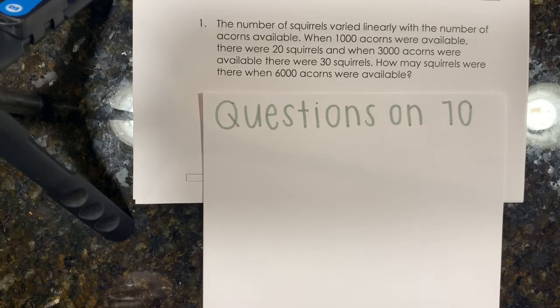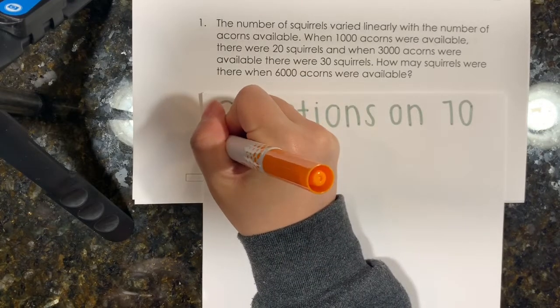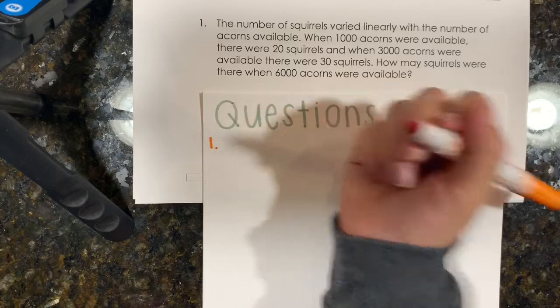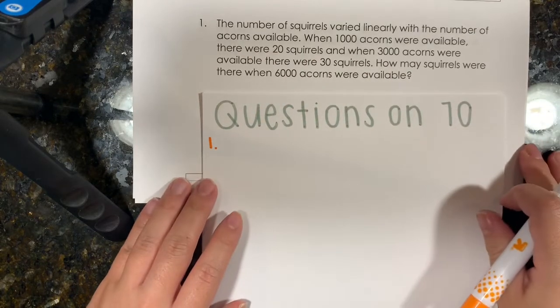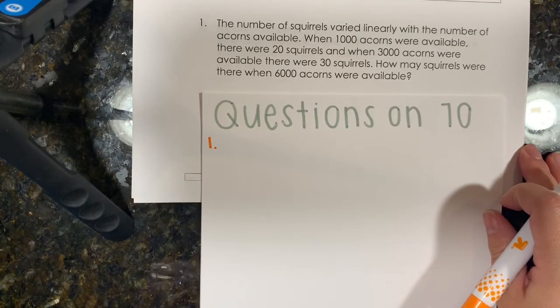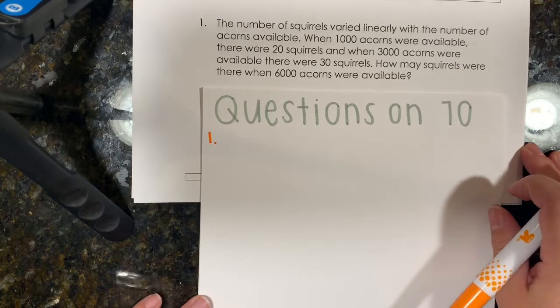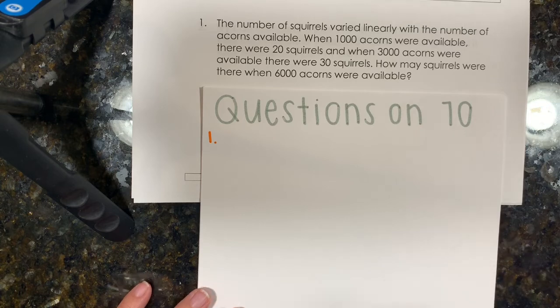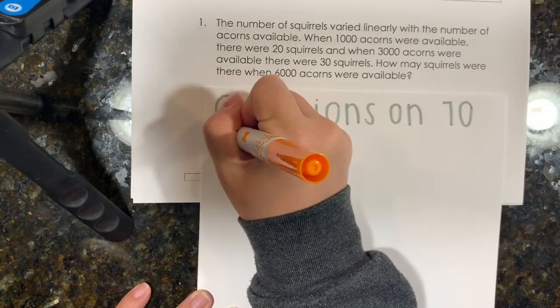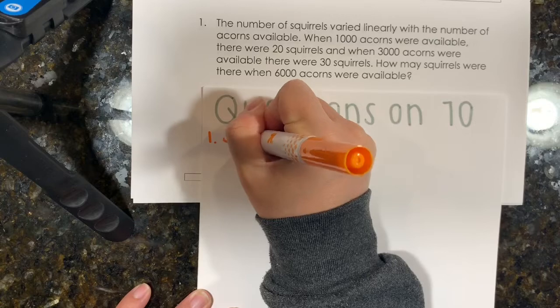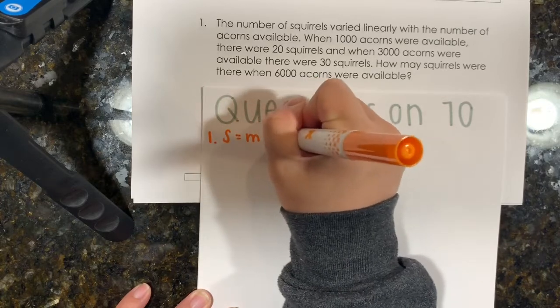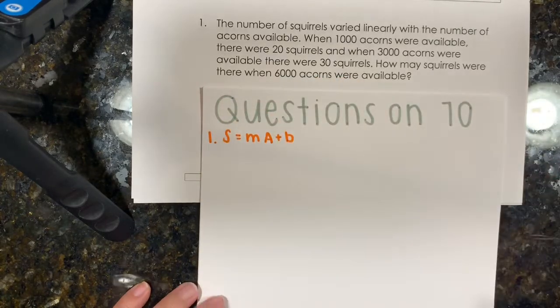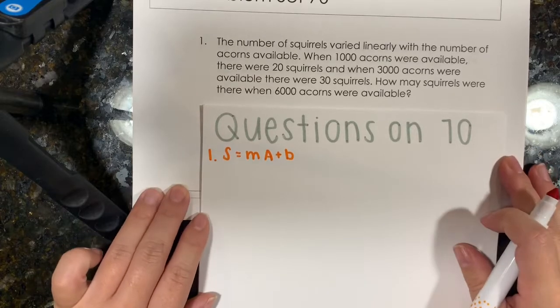Starting on number 1, we have the number of squirrels varying linearly with the number of acorns available. Whenever we are asked to solve something that's varying linearly, we're going to have an equation of a line. For this one, instead of y, we're going to have S for squirrels, and instead of x, we're going to have A for acorns. So it's going to be S equals MA plus B.